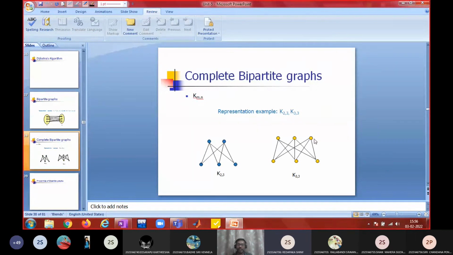Here also, no two in this set are adjacent, no two in this set are adjacent, and there is an edge between every vertex of this set and every vertex of the other set. Therefore, this is called a complete bipartite graph. This may be called K23, where 2 denotes the number of vertices in the first set and 3 denotes the number of vertices in the second set. Similarly K33, and there is an edge between every pair of vertices from one vertex set to the other. Is it clear?